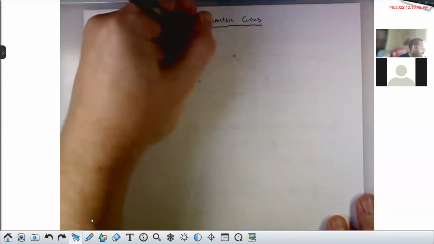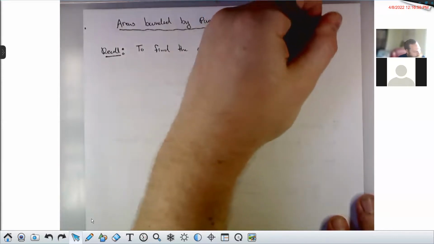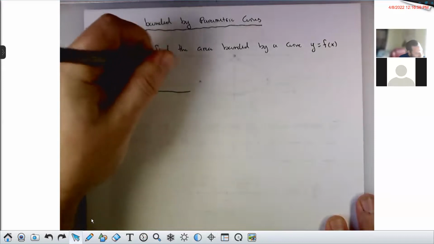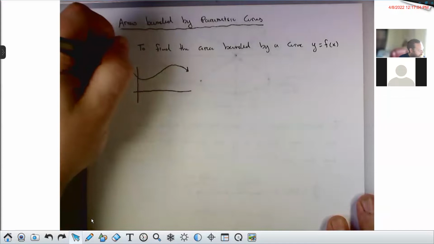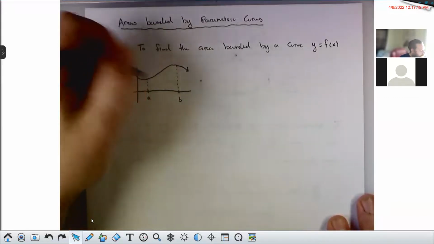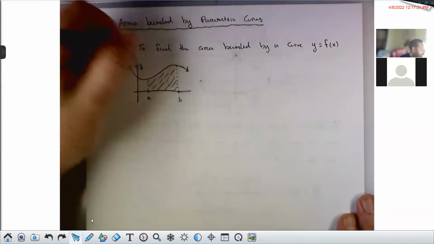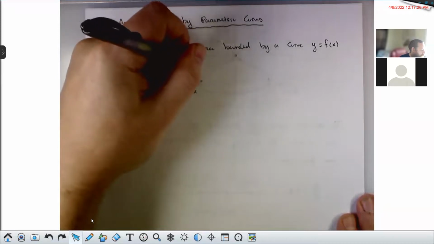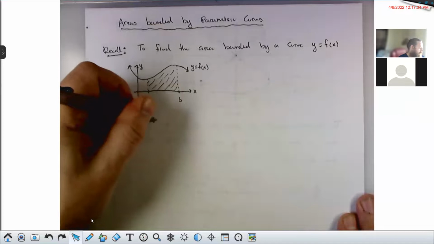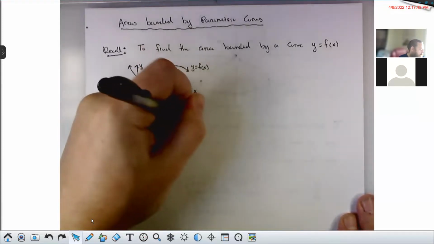So to find the area bounded by a curve y equals f of x, something like this, maybe from x equals a to x equals b, right, to find this area, you would integrate the integral from x equals a to x equals b of f of x dx.